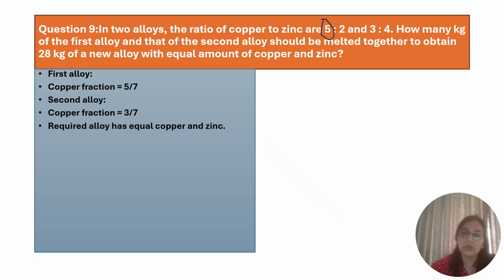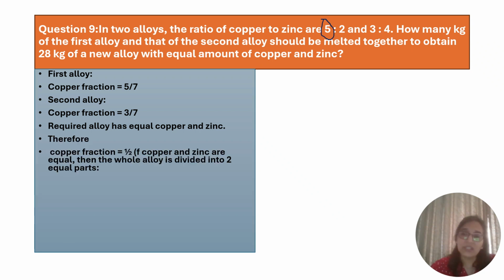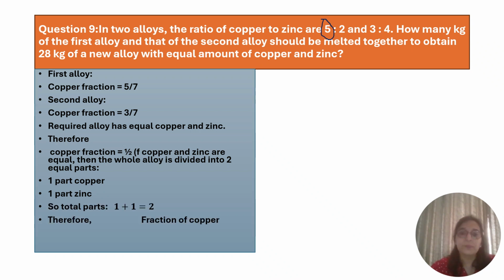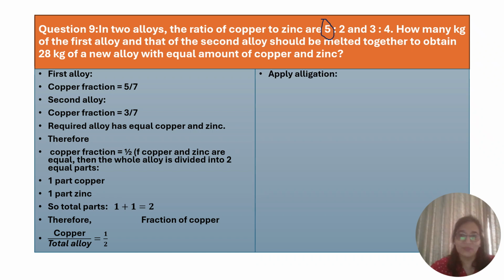So the required alloy has equal copper and zinc. Therefore, copper fraction will be half. Now you might wonder how we got this 1 upon 2. Just for your detailed explanation, if copper and zinc are equal, then the whole alloy is divided into two equal parts. So one part is copper, one part is zinc. So total parts become 1 plus 1, which is 2. Therefore, fraction of copper will be copper divided by total alloy, which is 1 upon 2.